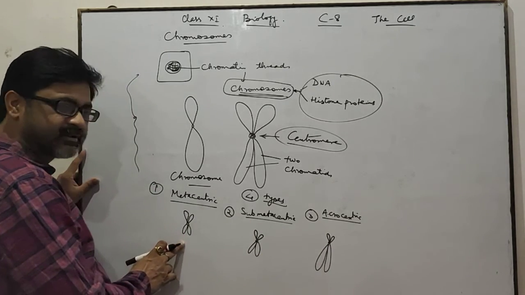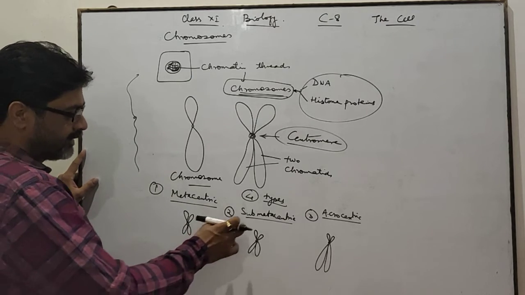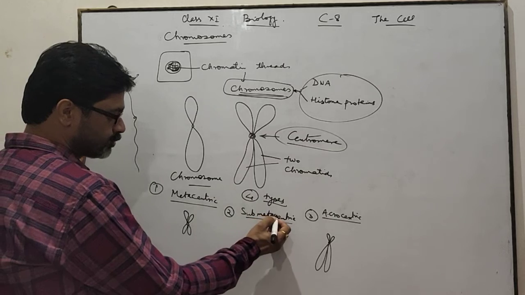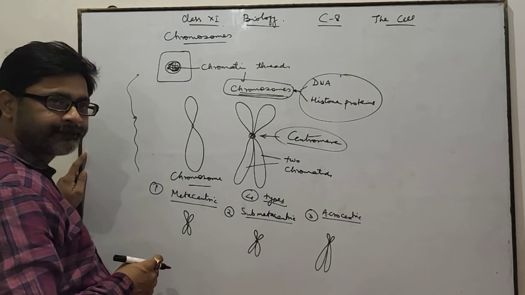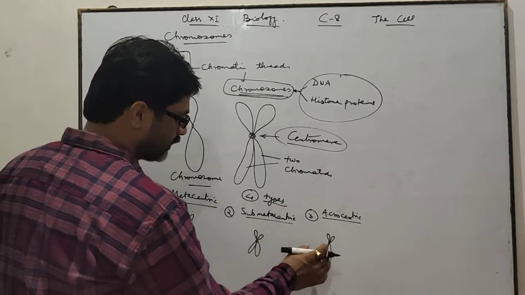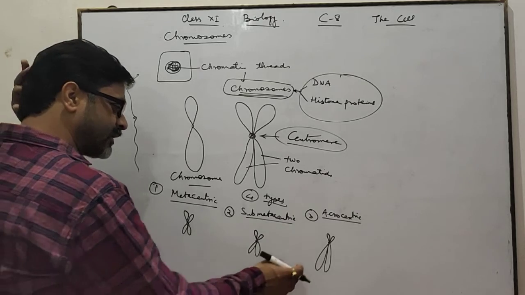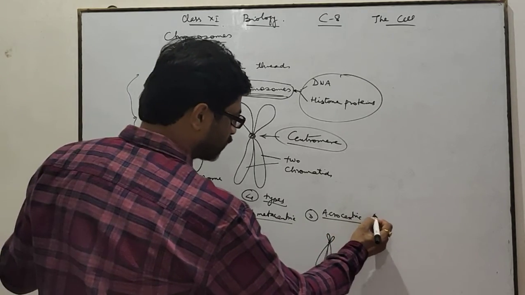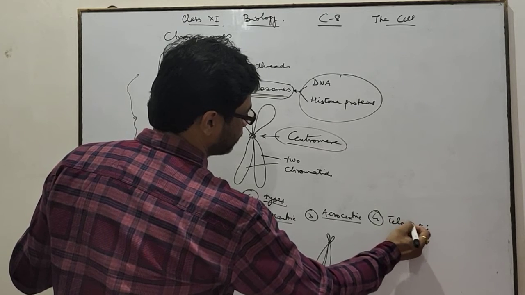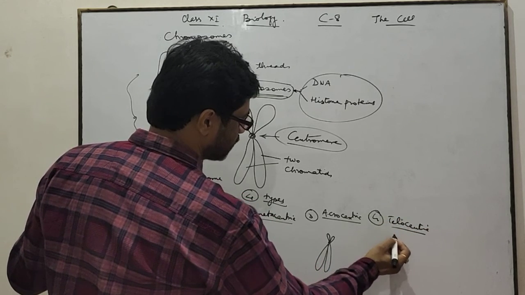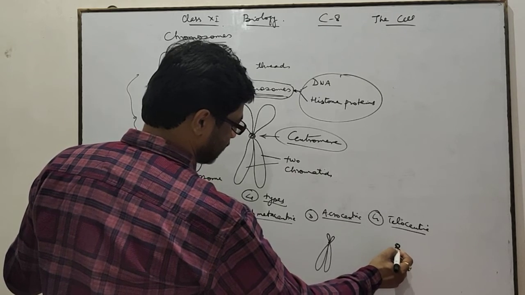Here in metacentric chromosomes, the centromere is present in the center. In submetacentric, the centromere is present near to the center. Here in acrocentric, one part is very small and another part is very large. And fourth one is telocentric. Telo means at tip. Telocentric, the centromere is present at the tip.